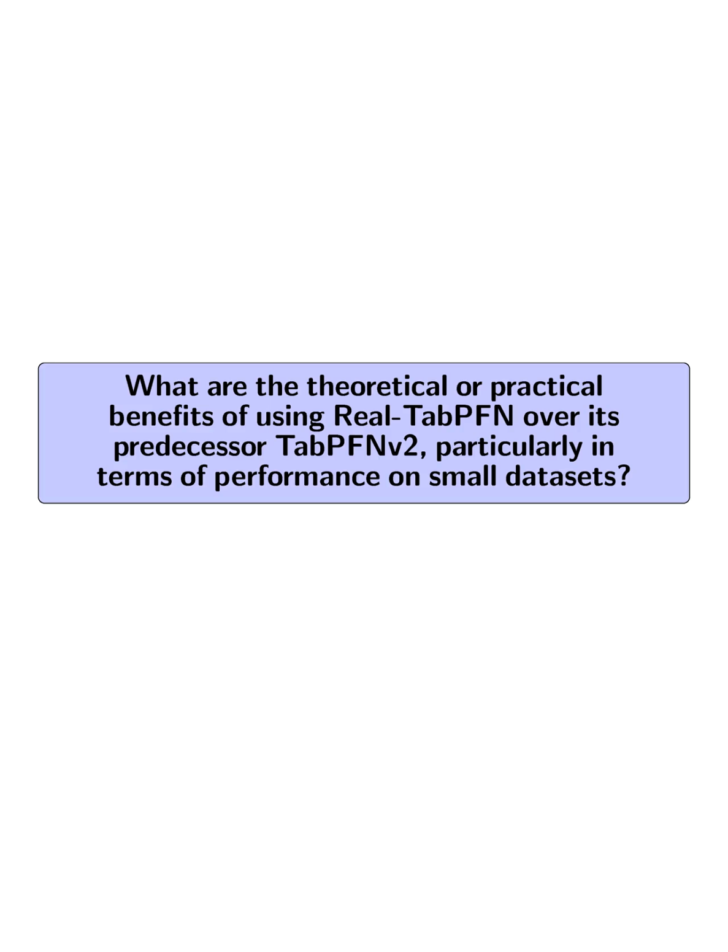What are the theoretical or practical benefits of using Real-TabPFN over its predecessor TabPFN v2, particularly in terms of performance on small datasets?